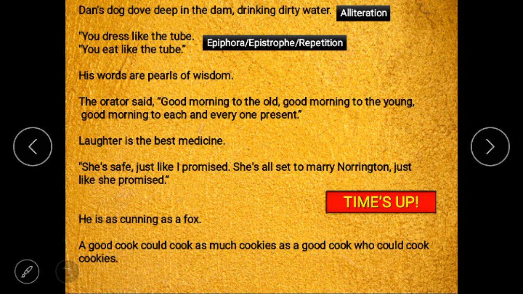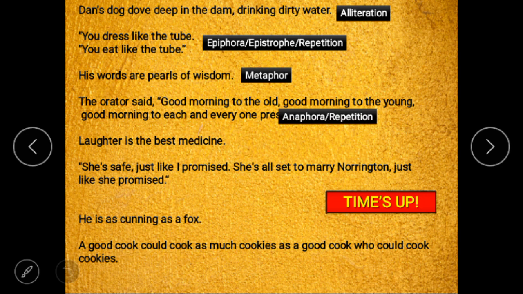The next one. His words are pearls of wisdom. His words are compared with pearls. Now, the comparison is being made without using "as" or "like." That makes it a metaphor. The orator said, "Good morning to the old, good morning to the young, good morning to each and everyone present." These words are used at the beginning of each clause. Beginning, that makes it anaphora or repetition.